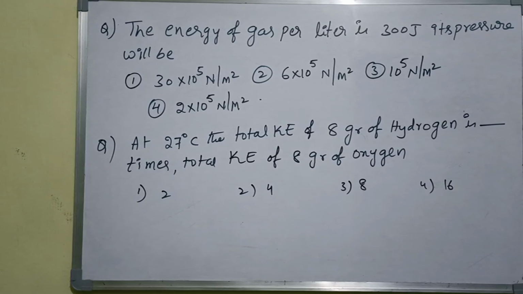These two questions you have to try yourself. The energy of a gas per liter is 300 joule. Its pressure will be, and they have given 4 options. Which option is correct? The second question: at 27 degrees Celsius, the total kinetic energy of 8 grams of hydrogen is dash times the total kinetic energy of 8 grams of oxygen. They have given 4 options. You can choose the correct one and give it in the comment section. Thank you.